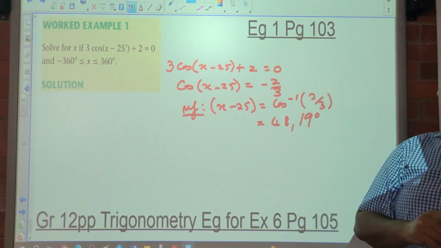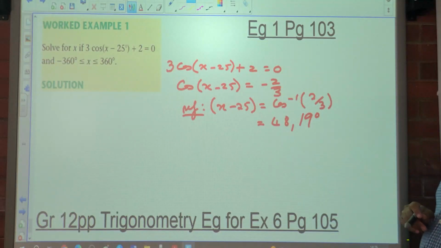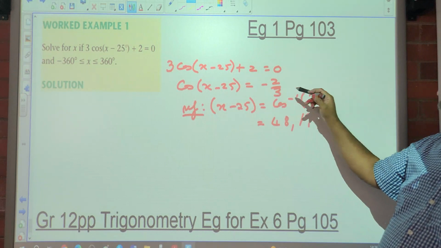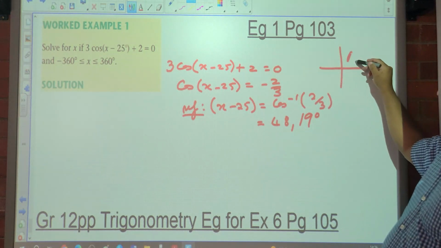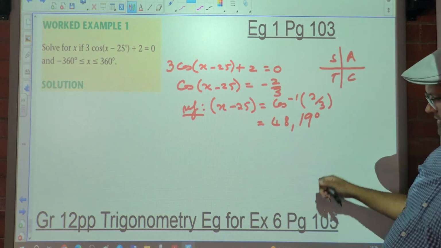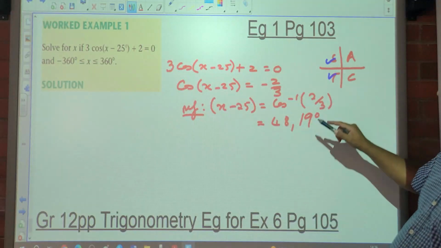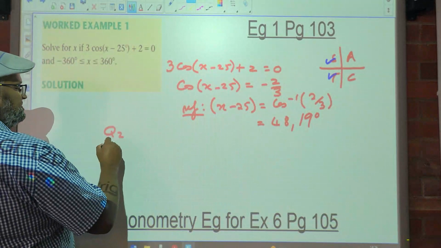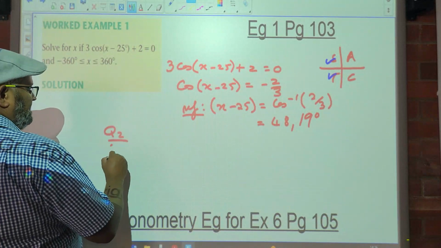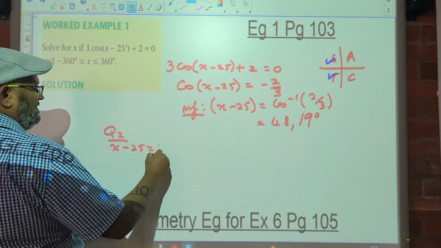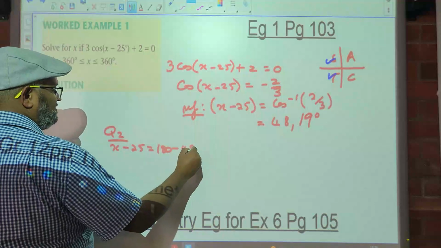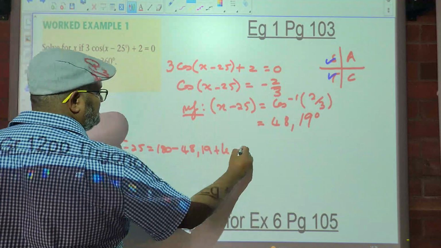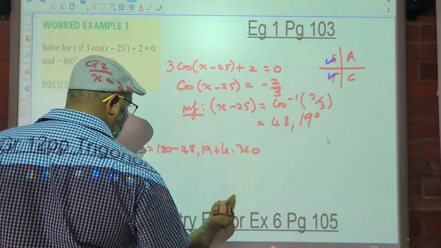What question comes to mind? In which quadrant is cos negative? Quadrants 2 and 3. So how do you get into quadrant 2? It's going to be x minus 25 is equal to 180 minus 48,19 plus k times 360. Not so?